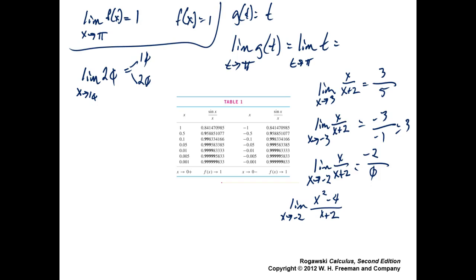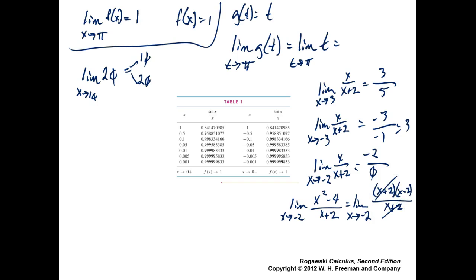Now that is not undefined. We call it indeterminate. So we don't know right off the top until we do some fiddling with it. Can we fiddle with that any? You can factor that numerator. So this would be the limit as x approaches negative 2, and that factor would be what? x plus 2 times x minus 2 over x plus 2. And what can we do with that?